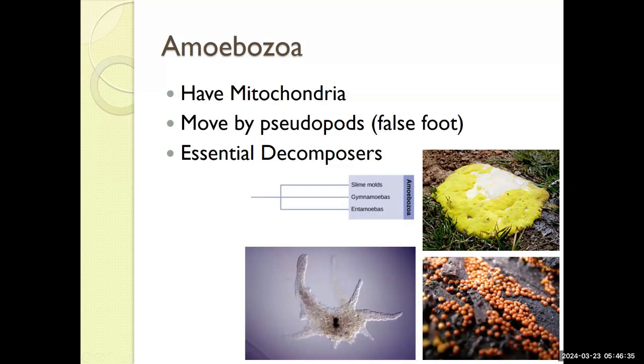Next up, we have the amoebozoas. Their key feature is that they move by pseudopods. The term pseudopod describes a false foot. Basically, they have these cytoplasmic extensions that reach out and then contract, pulling the rest of the organism with them. And so they tend to exhibit a reach, grab, and pull, almost crawling motion across the ground. Their significance or role in ecology is that they are prolific decomposers.